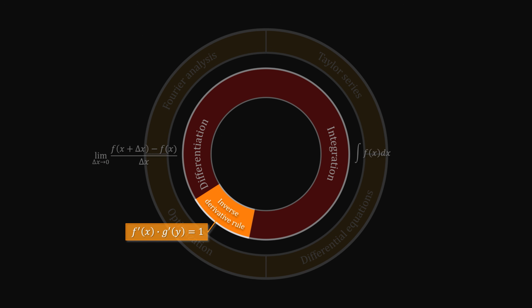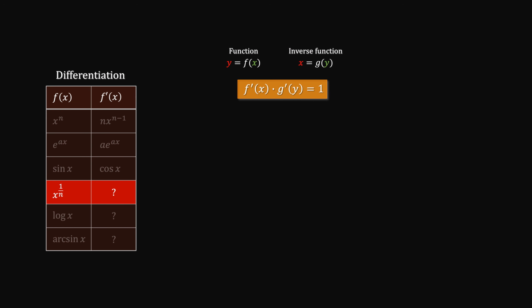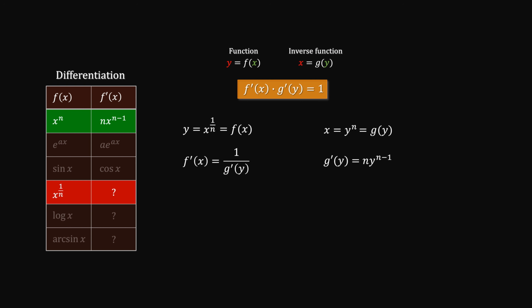In this video, we will apply the inverse derivative rule in getting the derivative for the nth root function. Let's call this function f. To get its derivative, think of the inverse. If y is the nth root of x, that means x is y to the power of n. Call it function g of y. We know its derivative is still a polynomial, power reduced by 1. Now using the inverse rule, f prime would be the inverse of g prime.